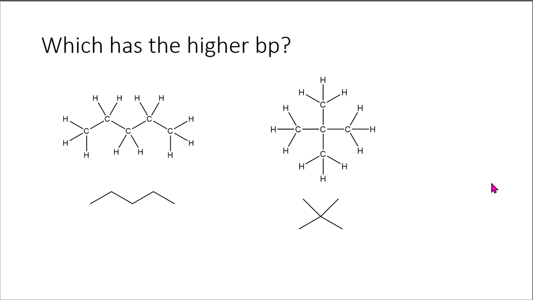Now, this is fascinating to me. 1, 2, 3, 4, 5. This is pentane. This molecule is C5H12, 1, 2, 3, 4, 5, 6, 7, 8, 9, 10, 11, 12. This molecule is 2,2-dimethyl propane. It has a molecular formula of C5H12.